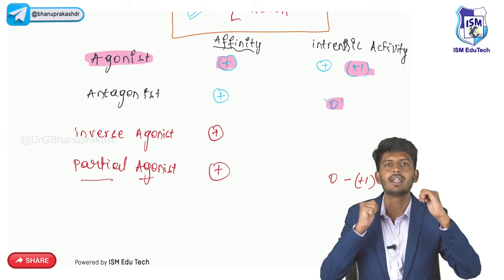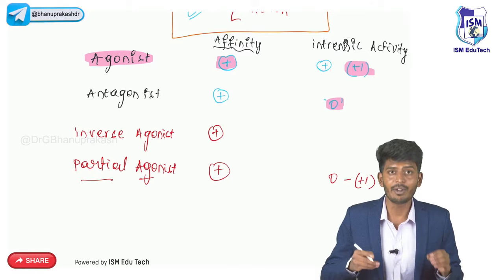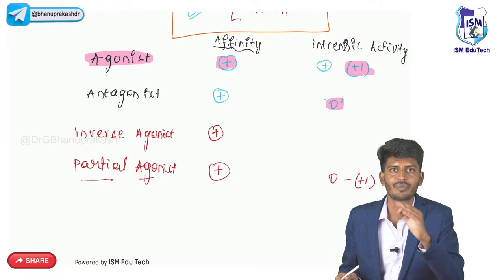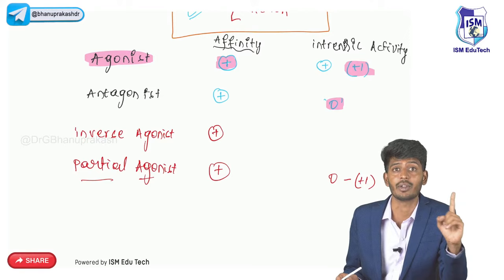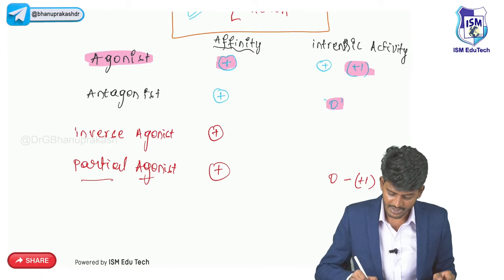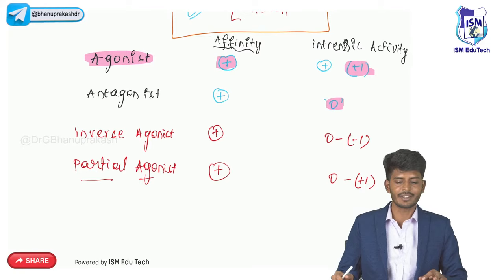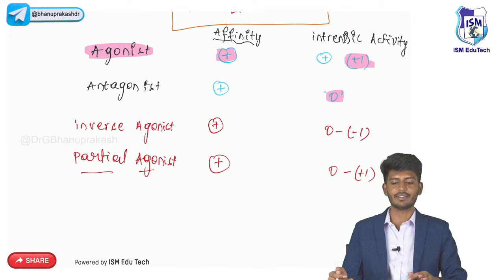Simple. Now, the inverse agonist will reach the effect, but a totally reverse effect. If intrinsic activity is zero, it is an antagonist. Anything else, we are going to call an agonist, such as here, 0 to minus 1 intrinsic activity. Totally reverse or negative activity, but still activity is present inside the cell. We call this the mechanism of action.